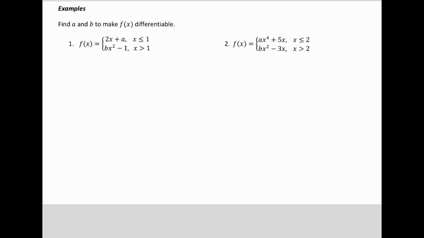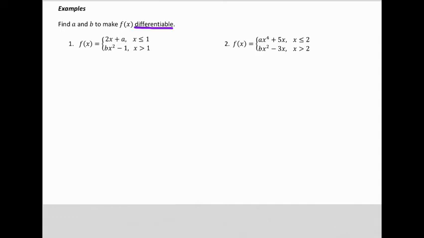So let's move to some examples. Find a and b to make f of x differentiable. And you'll notice that f of x is a piecewise function. It's 2x plus a for all x less than or equal to 1, and b times x squared minus 1 for all x greater than 1. It's important to note that this is asking make f of x differentiable, not just continuous.